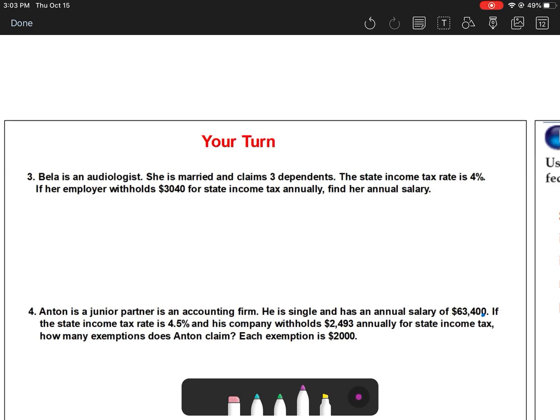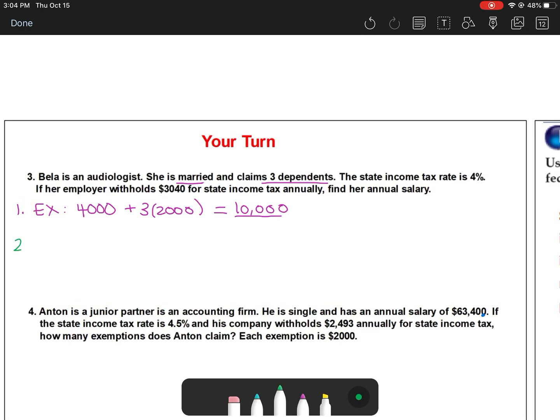So here they're asking us for our gross pay. So again, what I'm going to do, I'm still going to go through those 3 steps. Step 1, what are her exemptions? Okay, married claims 3. So married, again, I'm looking at that chart. So married is 4,000. 3 dependents, so each dependent is 2,000. Okay, well, 4,000 plus 6,000 is 10,000. So those are my exemptions. So my exemptions are 10,000.